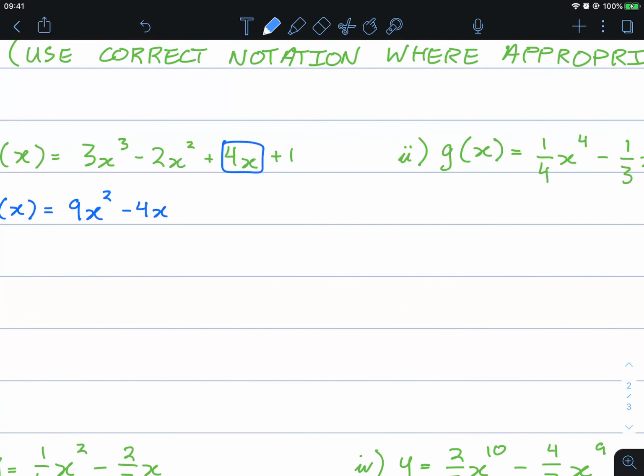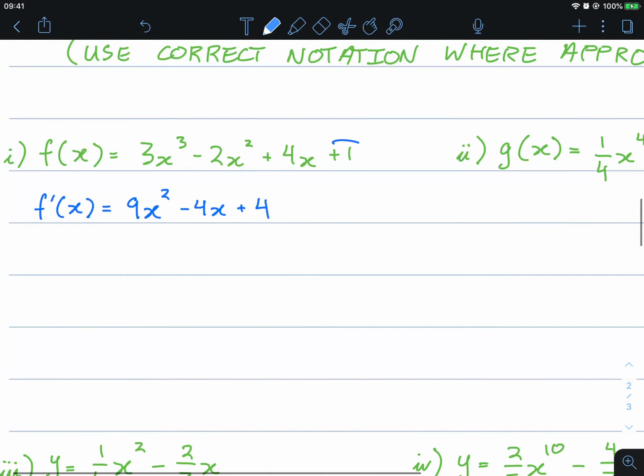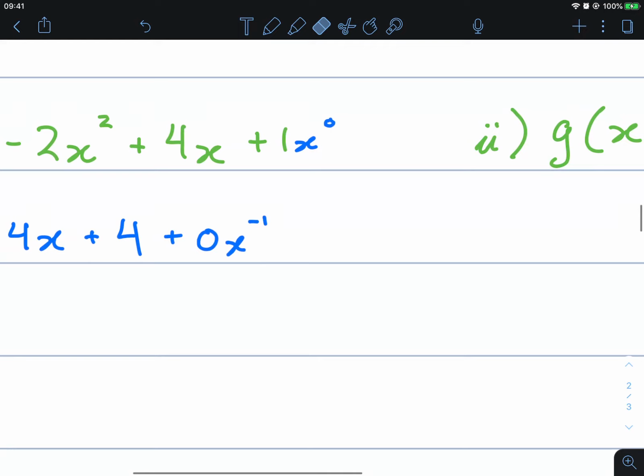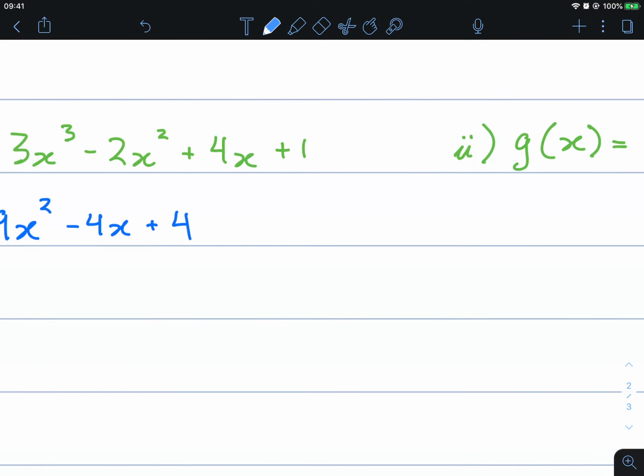And lastly, if we have just x by itself with no power, that's just x to the power of 1. It just becomes the coefficient 4. With constant values, I'll show you again here. It's x to the power of 0. 1 times 0, well, that's 0, x to the power of negative 1, which we don't need to worry about because that's 0 times anything. That just goes away. There we go.